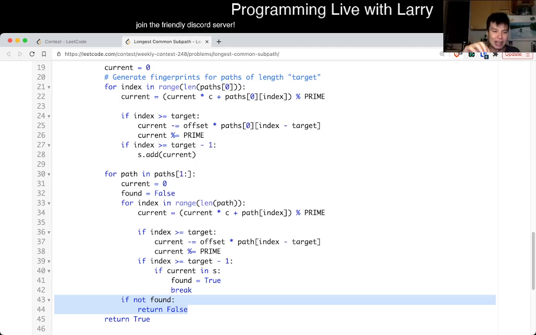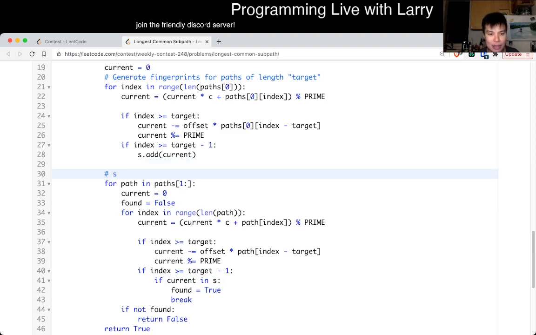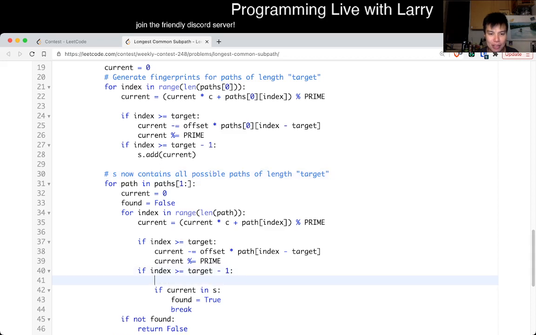path has to contain the same thing. And basically, the reason why I did this fingerprint is so that we can match in all of one time, which is this lookup thing. If current is an S, for every fingerprint, we're able to match all possible paths of length target in all of one time. So basically, S now contains all possible paths of length target. And this allows us to look up all possible paths of length target in O of 1. So that's basically the idea.